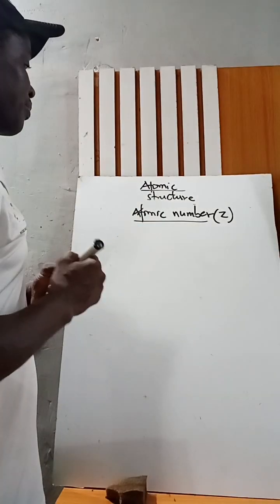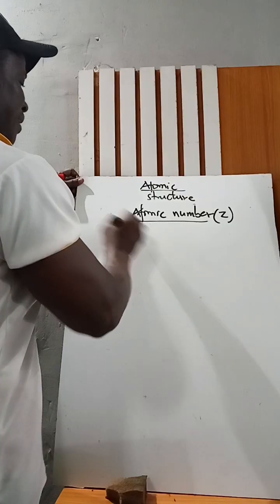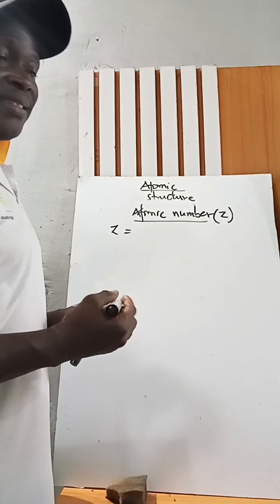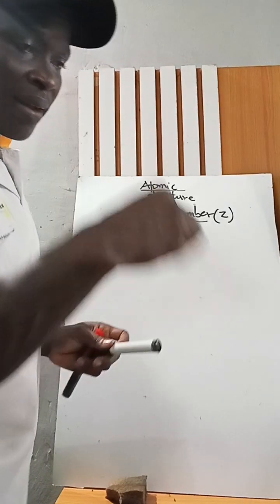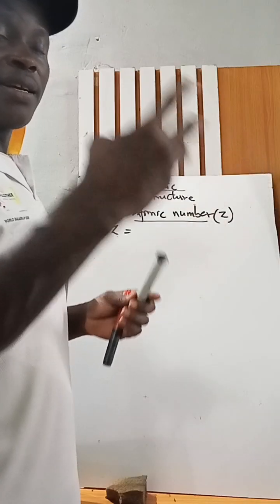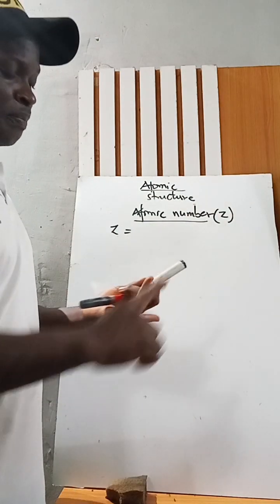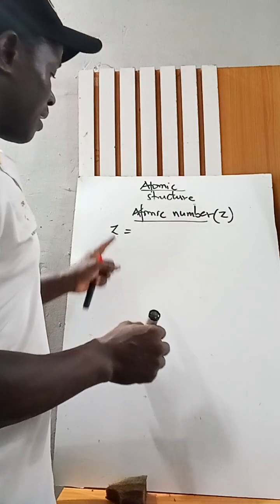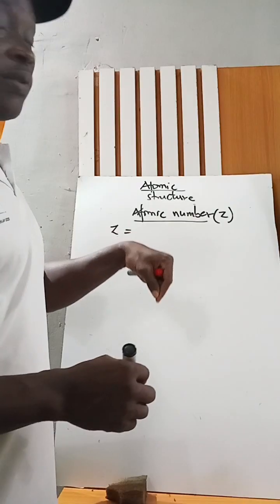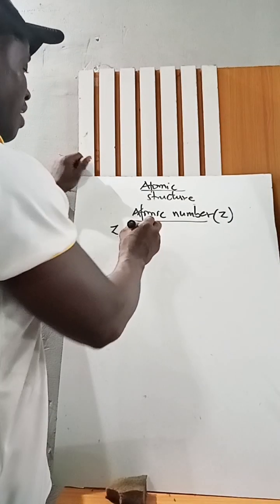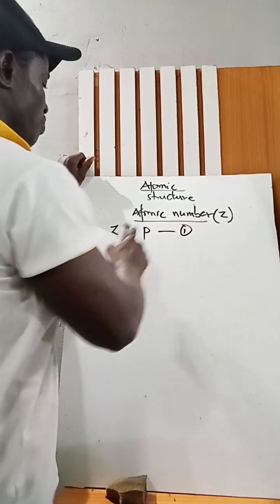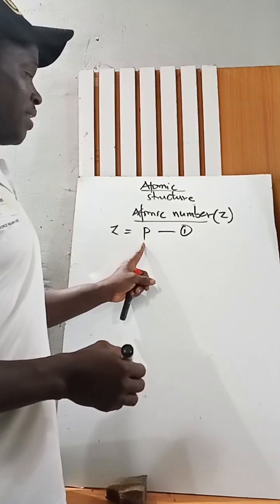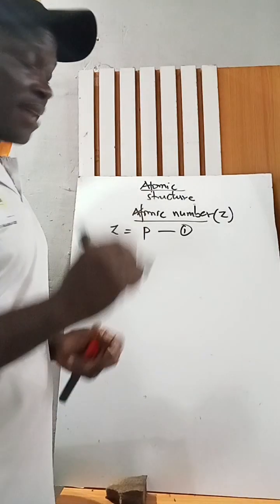Atomic number can be defined as the number of protons present in an atom. Now remember that I told you that atom has 3 subatomic particles: proton, electron, and neutron. I just said that atomic number is the number of protons. So Z is equal to P. That is equation 1. Z is atomic number. P is the proton number. Now pay attention.